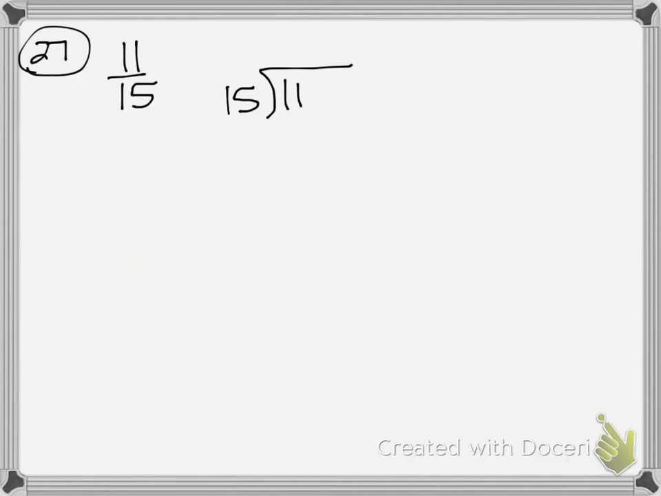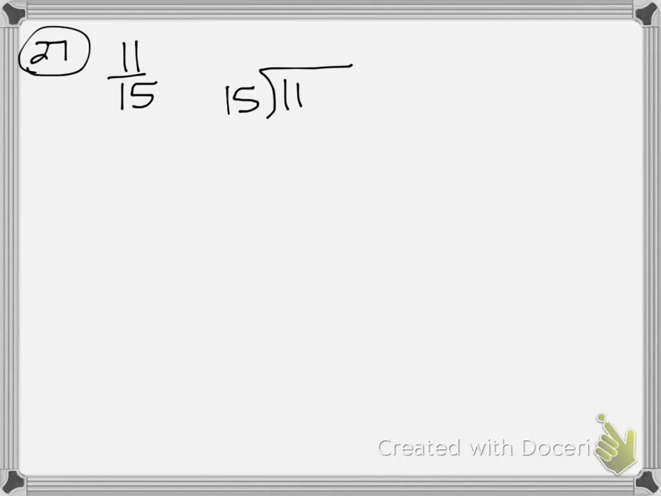Okay, 27. We have 11/15. And the directions say find decimal notation. Well, remember your fraction bar also means what mathematically? Division. So what we really have is 11 divided by 15. Now notice 11 is on the inside, 15 is on the outside. That's where students make the mistake. They put 15 on the inside. Okay, 11 divided by 15.